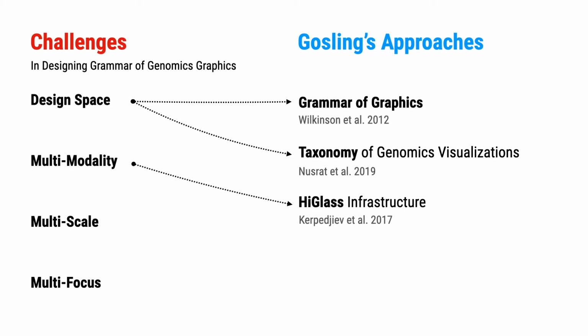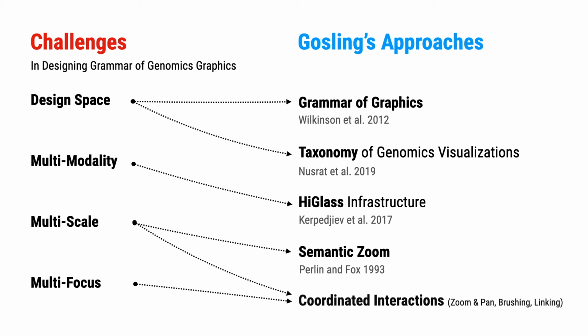To efficiently handle large and many genomics datasets, we use our high-class infrastructure. To allow multi-scale exploration, we supported semantic zooming. Using this approach, visualizations that are more proper for a given zoom level can be defined by users. Lastly, we provided coordinated interactions such as zooming, panning, brushing, and linking. This allows effective navigation and concurrent analysis of large-scale genomics data.